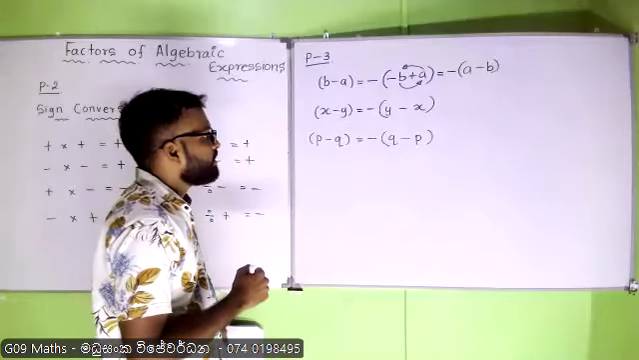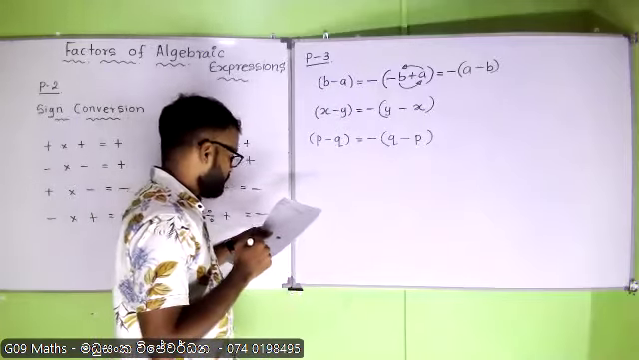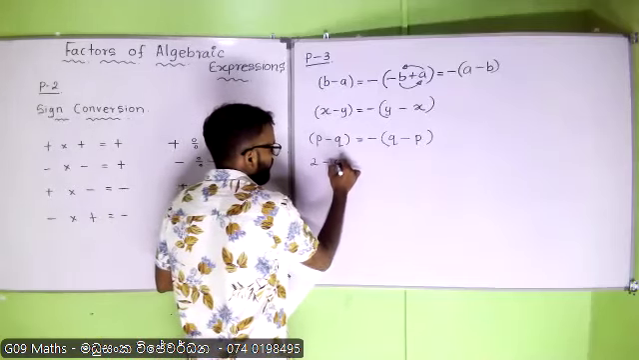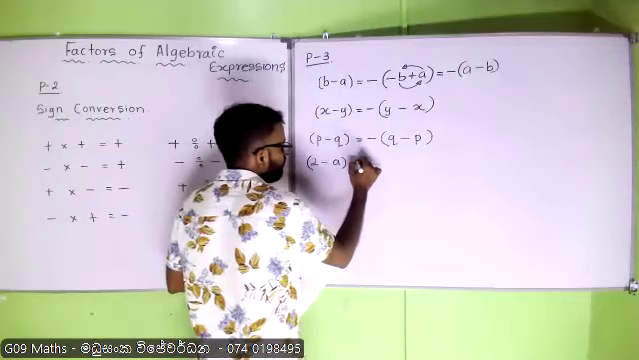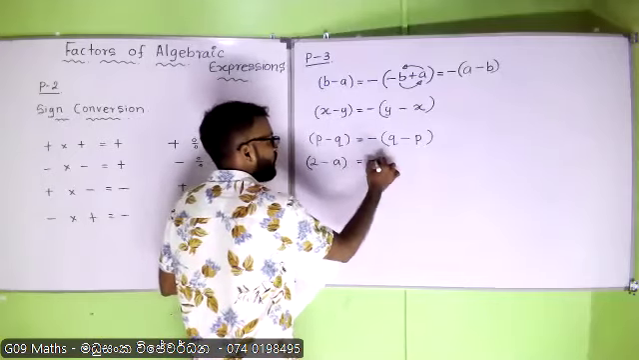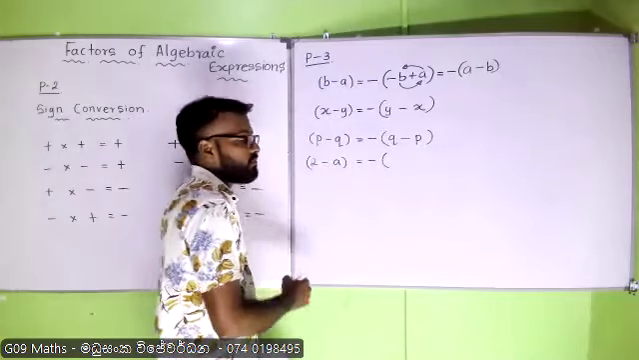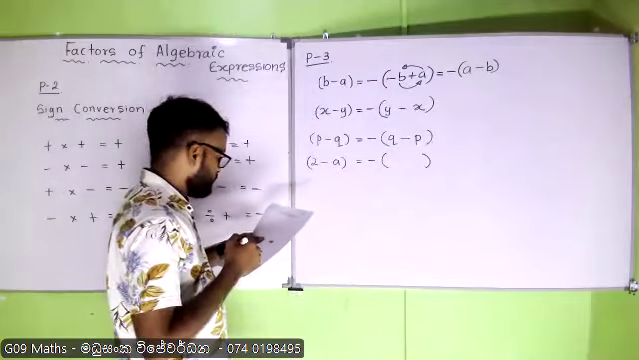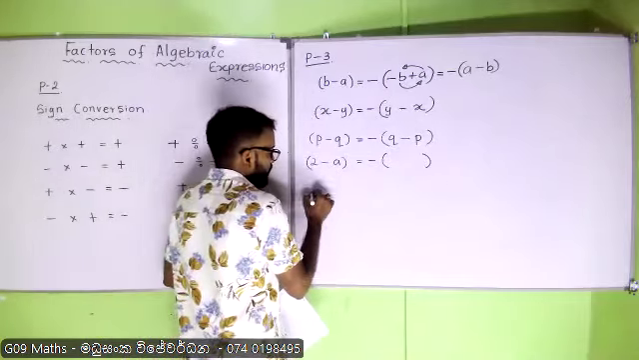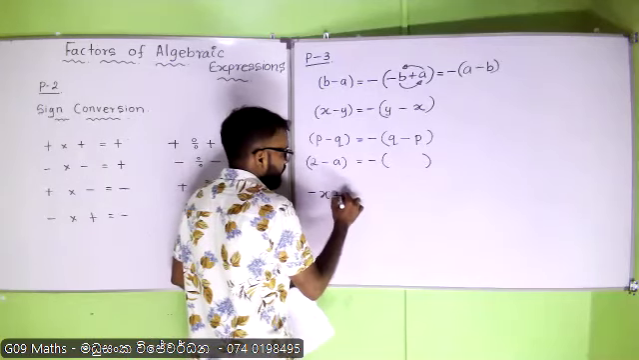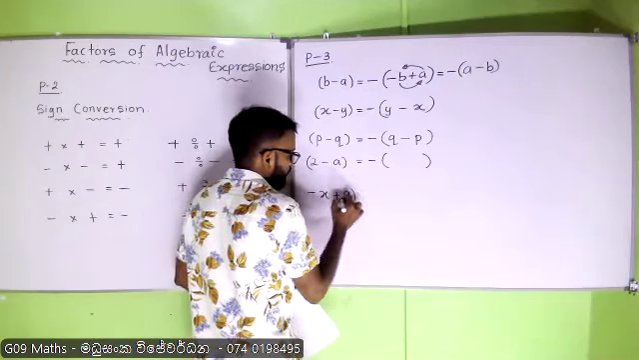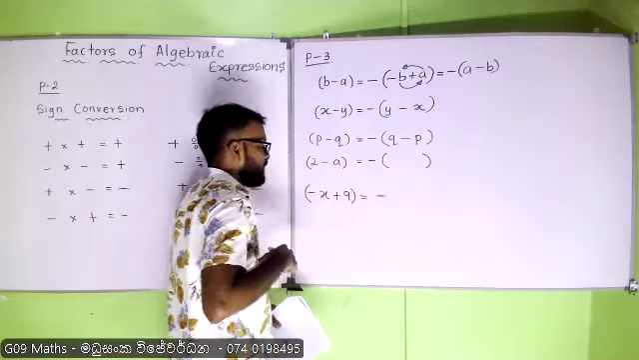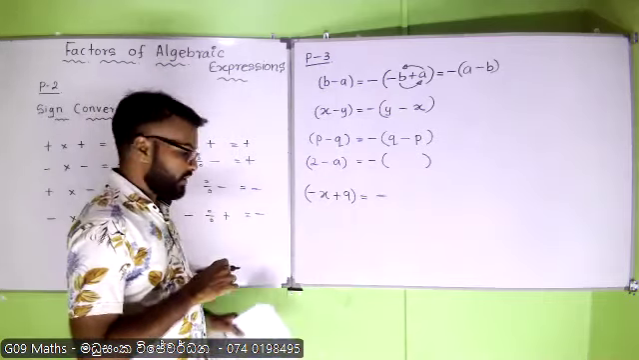Okay? Right. Then 2 minus A. Take the negative sign out from this. Right? Write the answer. Negative X plus 9. Take the negative sign out from this. Taking out the negative sign. Correct?